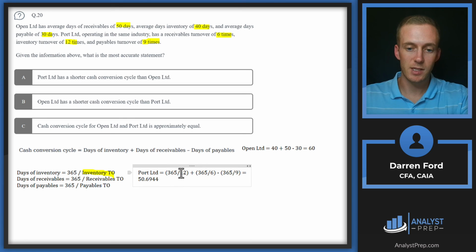So we've got that 365 over 12, and I just went ahead and did the adding part of the cash conversion cycle all in one. So we've got 365 over 12 plus 365 over 6 minus 365 over 9 gives us a little over 50. So we can conclude that Port has a shorter cash conversion cycle than Open, so we'll go with A.